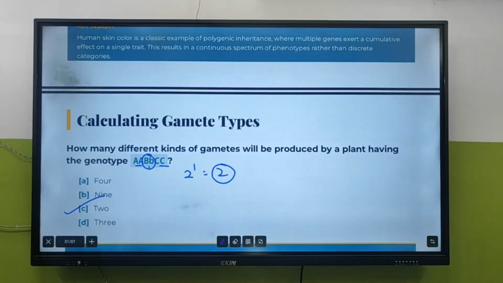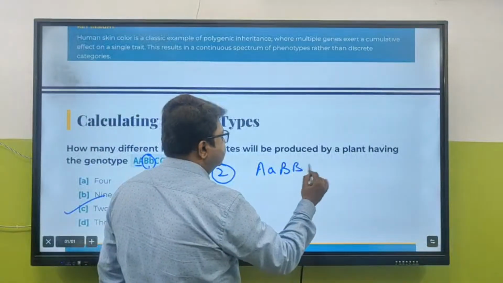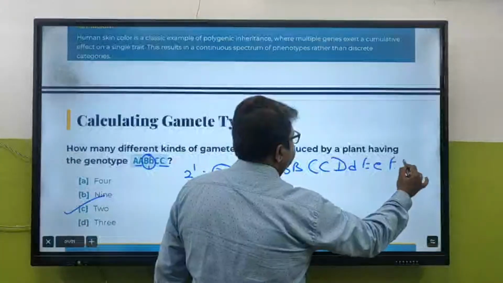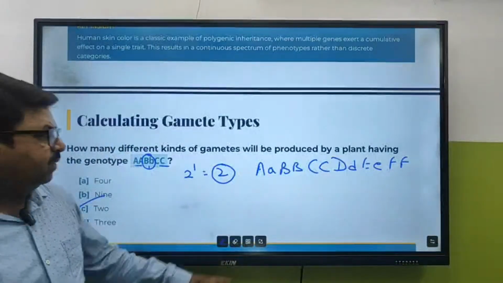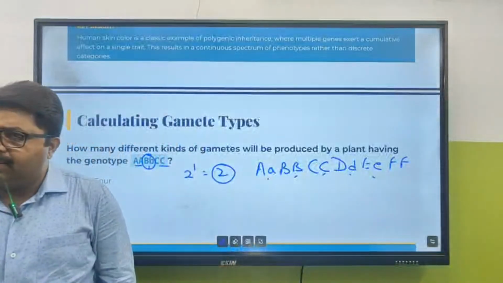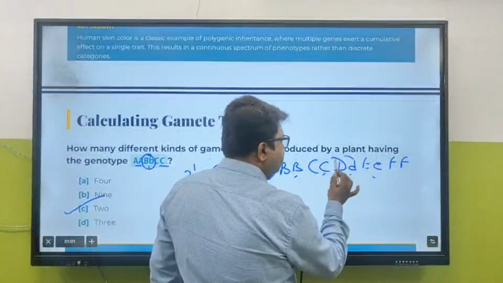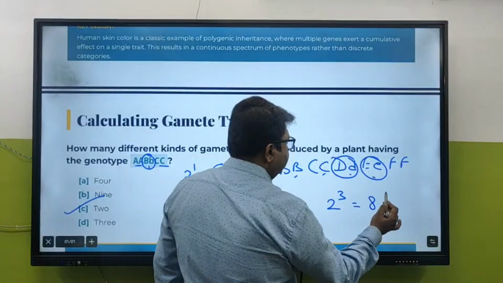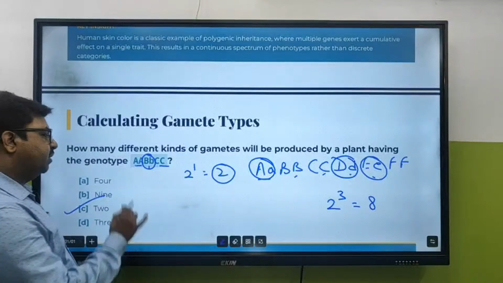We saying 4. Why? Say the parent is this. What do you consider this parent as? 1, 2, 3, 4, 5, 6. Hexahybrid. You have to consider only the one which is heterozygous. 1, 2, 3. 2 to the power 3. The gametes you're going to have is 8. So how it happens?